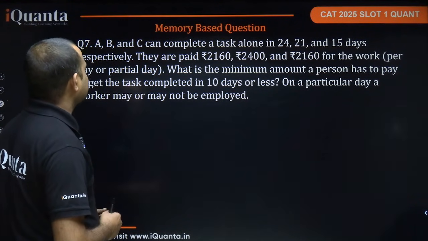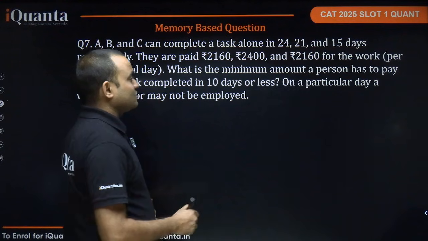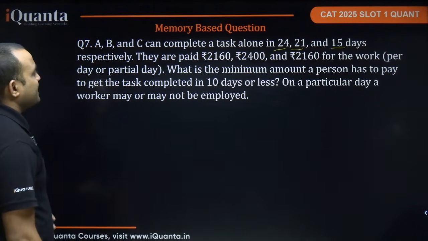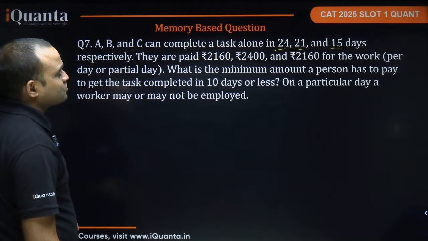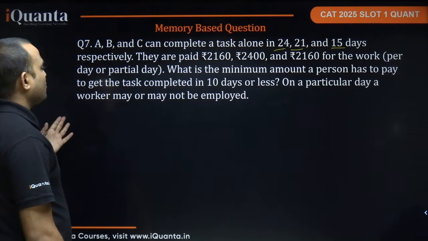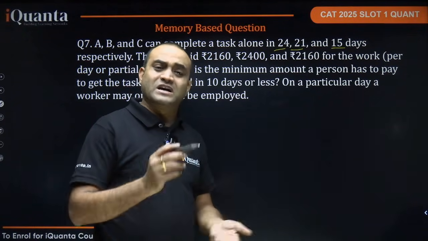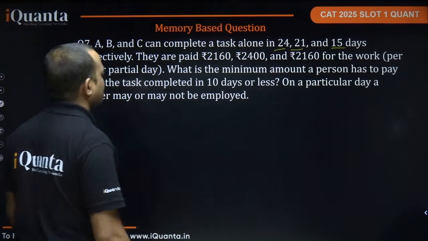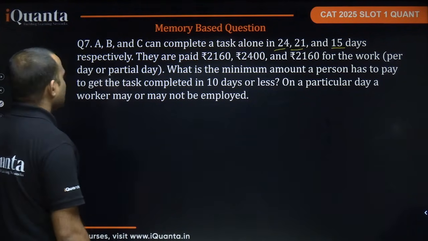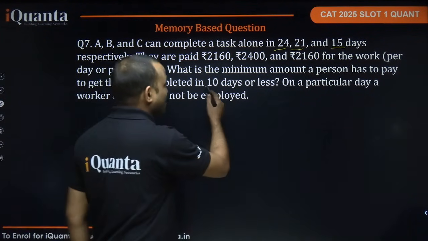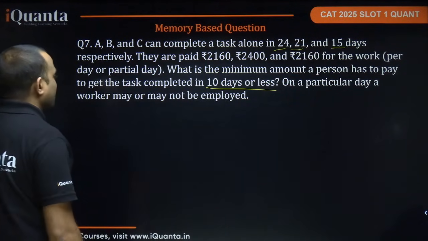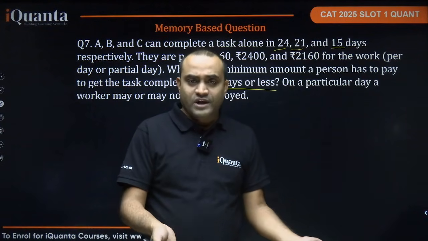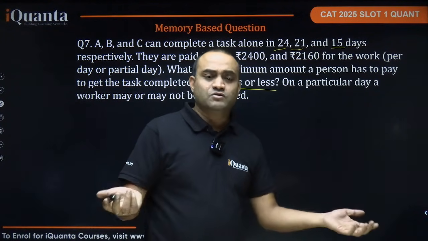In this question it says A, B and C can complete a task alone in 24, 21 and 15 days respectively. They are paid 2160, 2400 and 2160 for the work per day or for the partial day. Even if someone is working for a partial day, they are getting paid the full amount for the full day. What is the minimum amount a person has to pay to get the task completed in 10 days or less? On a particular day, a worker may or may not be employed. Means it's not necessary for all three to work together, right? Or any particular individual to work.